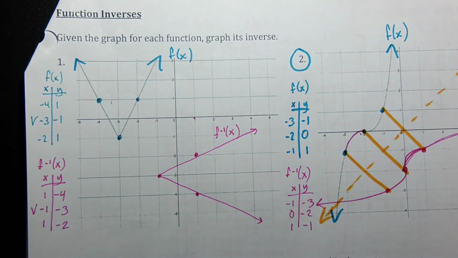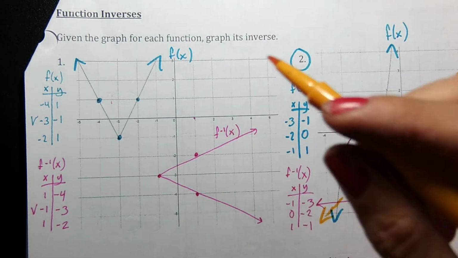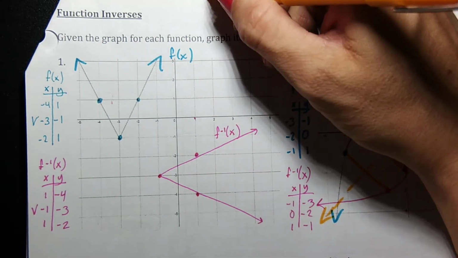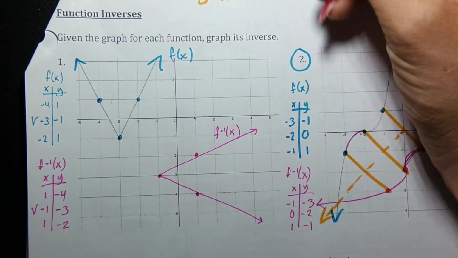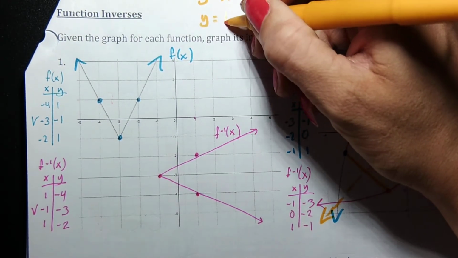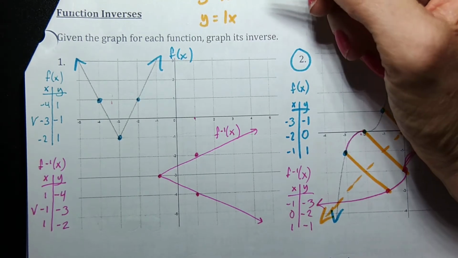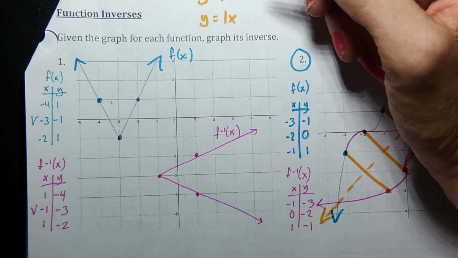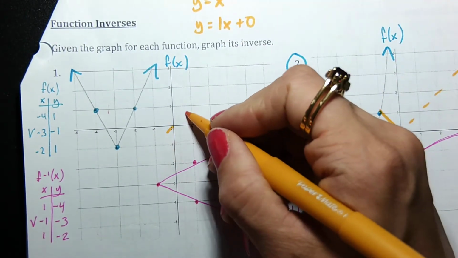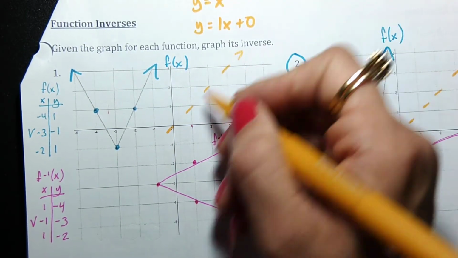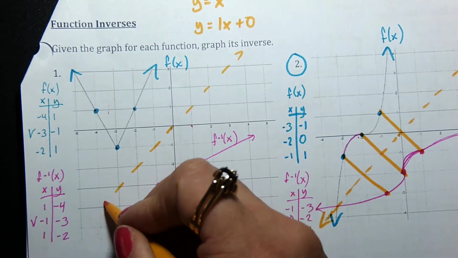The other thing that I wanted to go over on this page is a review of that line of reflection. It has the equation y equals x, and how we graph it is with a slope of 1 and a y-intercept of 0. So it essentially cuts the graph in half. So through 0, 0, up 1 over 1.